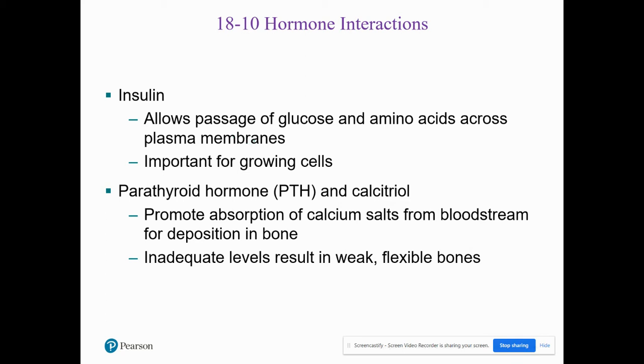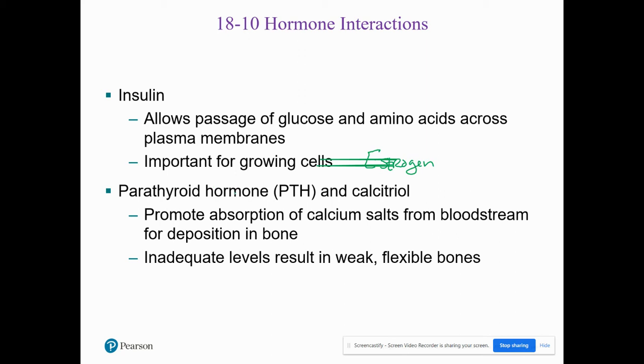Okay. Insulin gets the glucose that we consume from our diet and amino acids we took in across plasma membranes and allows for cells to grow. There's another hormone that I mentioned with cell growth. Anybody? Estrogen is what that's supposed to say.